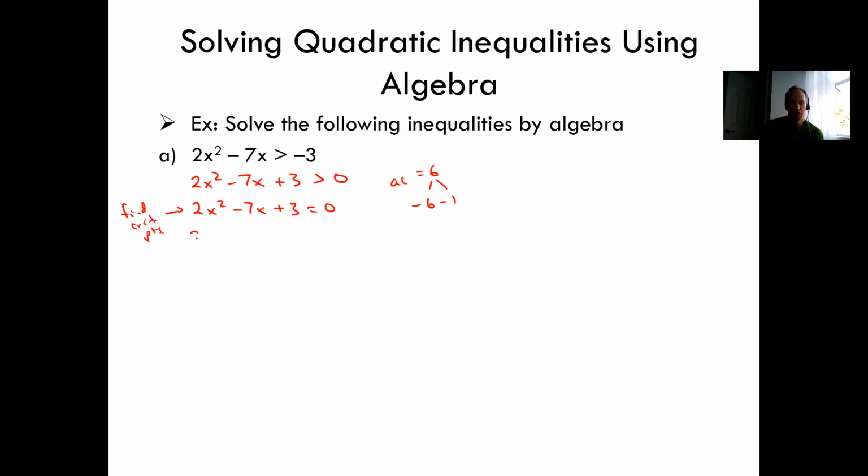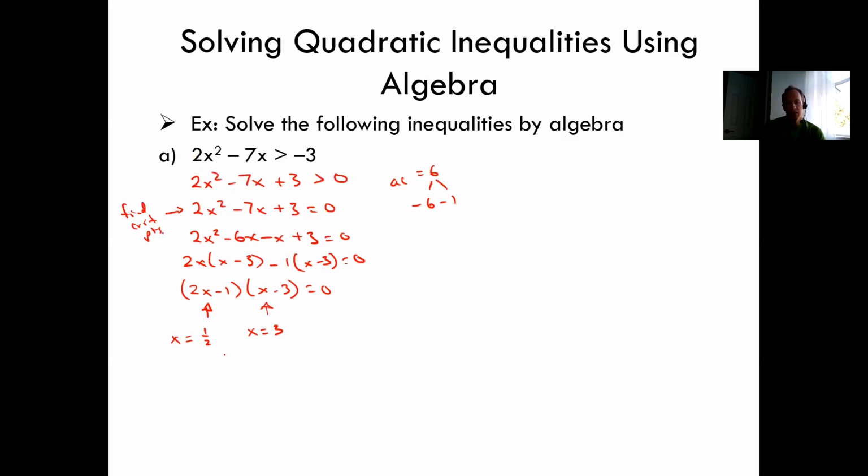Okay, so this will be 2x squared minus 6x minus x plus 3, equals 0. And that's 2x, x minus 3. Take out a 1 there, x minus 3. So the way I factor this, decomposition, is still my friend. Okay, so what we found is x is equal to 1/2 and x is equal to 3. I just figured out that when I have a parabola, 2x squared minus 7x plus 3, it's equal to 0 at those 2 points. So those are the x-intercepts.